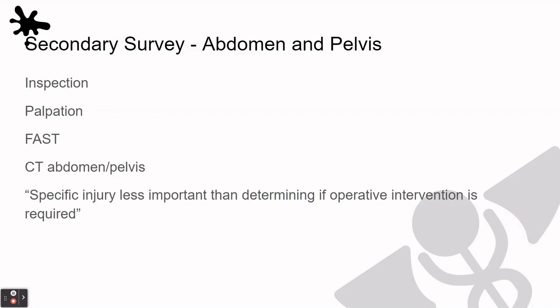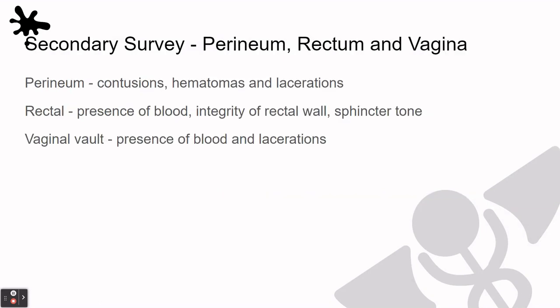You don't always have to separate out your pathologies. Next, the perineum, rectum, and vagina. This is one that I'm definitely not good at checking every time. Look at the perineum for contusions, hematomas, lacerations. A digital rectal exam. I've had this conversation with the trauma team. They don't seem to think that it's indicated every time.